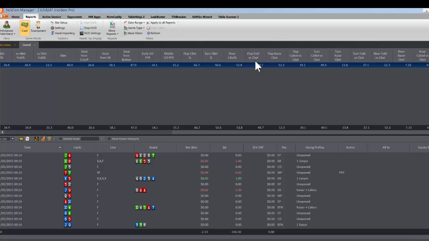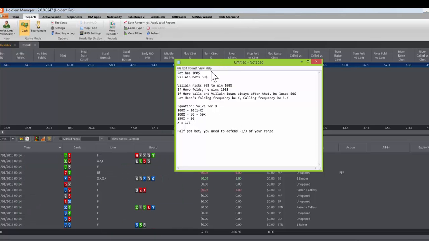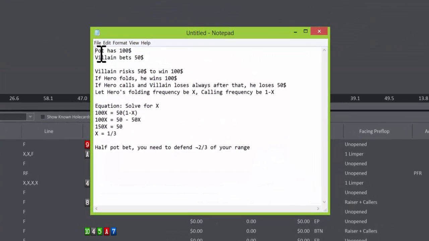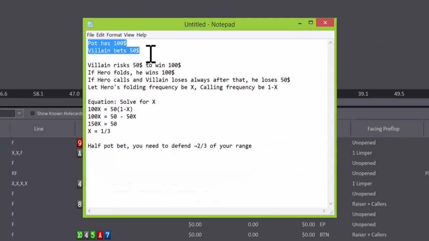Do you have any idea why the numbers are like that? No, not very sure. Okay, so I've prepared a short Word notepad document here. Let's say that the pot has $100 and our opponent is betting half pot here. So in this case, he is risking $50 to win the $100 in the pot. We are attempting to find out how often hero must fold in order for villain to have a profitable bluff.